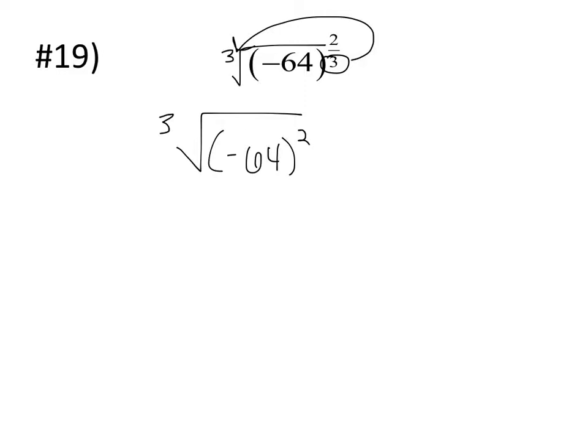64 times 64 is 4,096. That's negative 64 squared. And now I need the cube root of 4,096.